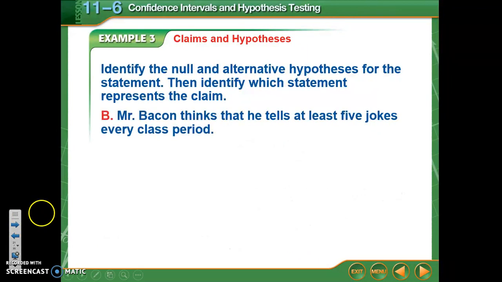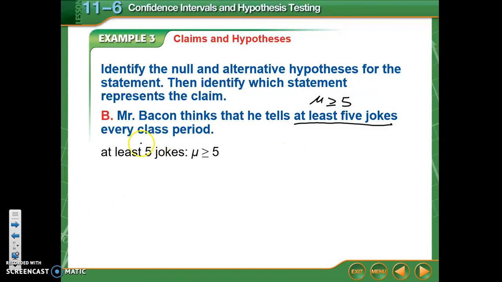Let's take a look at another example about Mr. Bacon. Mr. Bacon thinks that he tells at least 5 jokes. So that means he thinks that the number of jokes he tells is greater than or equal to 5 every class period. Okay? That's what he's claiming. At least 5 jokes, that's how we write it, that the mean would be greater than or equal to 5. Not at least 5 jokes, everything else, mu is less than 5.